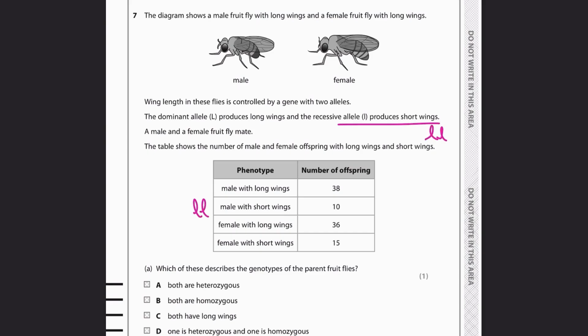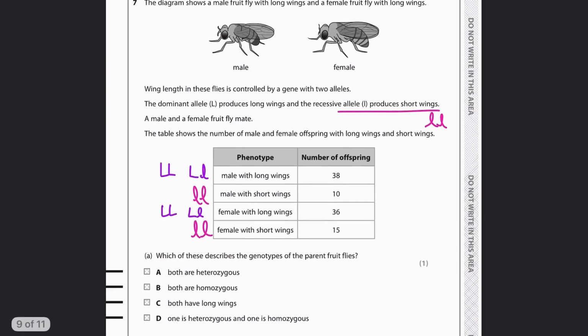And then the long wings are the big L, and remember, it can be either big L, small l, or big L, big L. But what's this question asking? It says, which of these describe the genotypes of the parent fruit flies? Here are the offspring that have these characteristics, the male ones that have long wings and so on. How can you look at this table and figure out the genotype of the parents? This is a very good question.